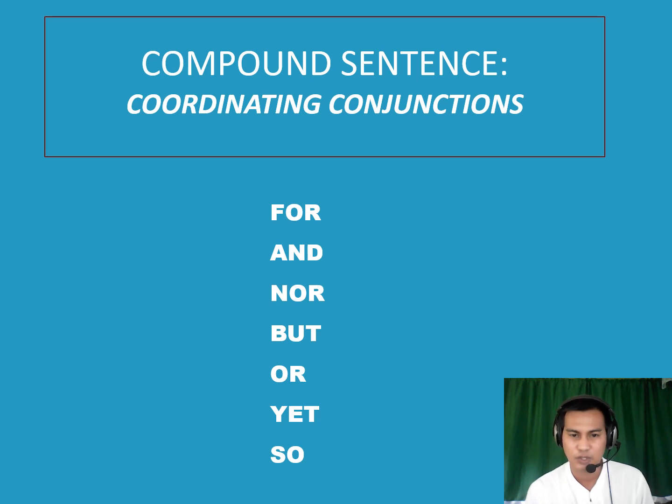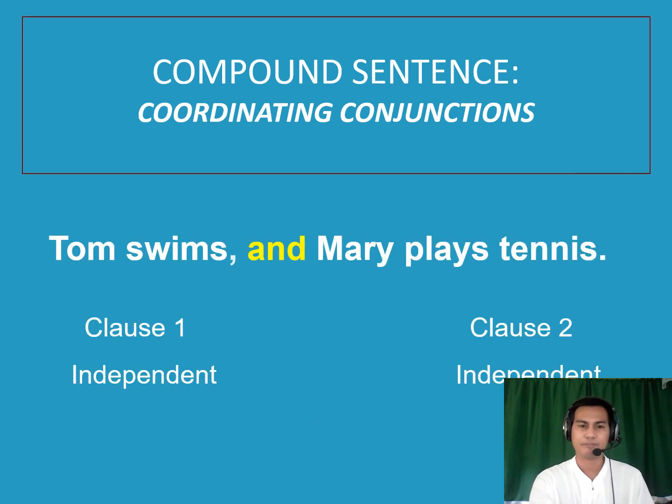These are actually your power words. These are your magic words. If you see these words in a sentence, then that is already a compound sentence. You have for, and, nor, but, or, yet, so. Or FANBOYS. We have here, Tom swims and Mary plays tennis.